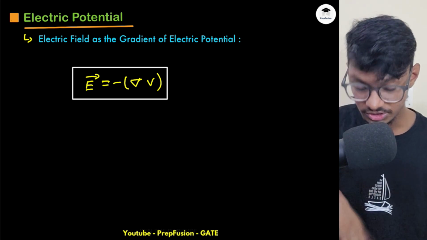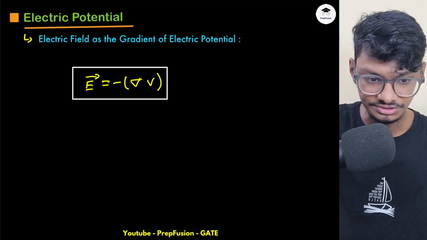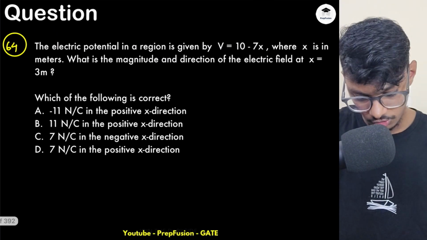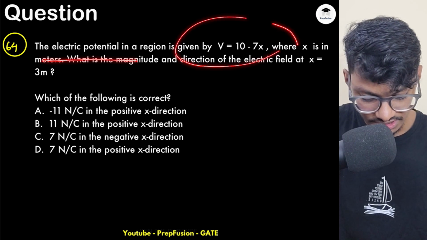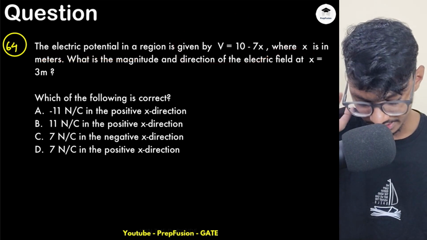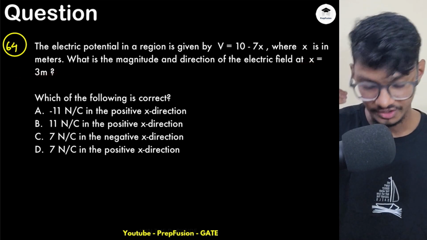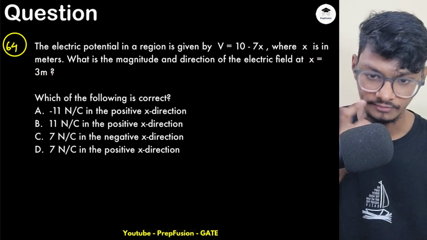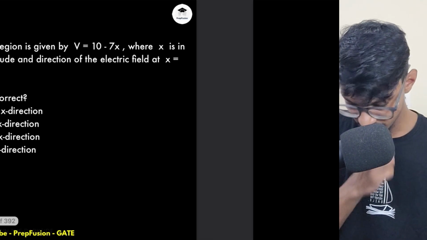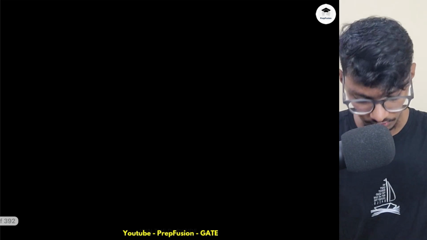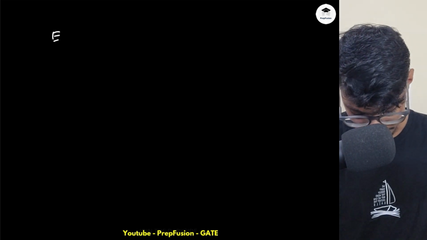Now this is the thing that we'll use in the next few slides. If the electric potential in a region is given like this, where x is in meters, what is the magnitude and direction of the electric field at x equals 3? Can you solve it for me? Easy, right? You know the electric potential, you can easily solve. How to solve? This is in the Cartesian coordinate system, so we'll find the gradient in the Cartesian coordinate system.